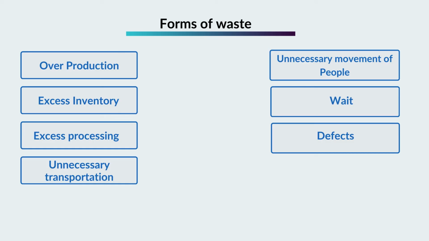Excess processing. The unnecessary processing in the manufacturing industry is similar to non-valued processes in software development, which defeats the purpose of the lean principle of reducing waste. Unnecessary transportation. The unnecessary transportation of goods in manufacturing industries is similar to the team switching between multiple tasks, which can lead to less productivity.